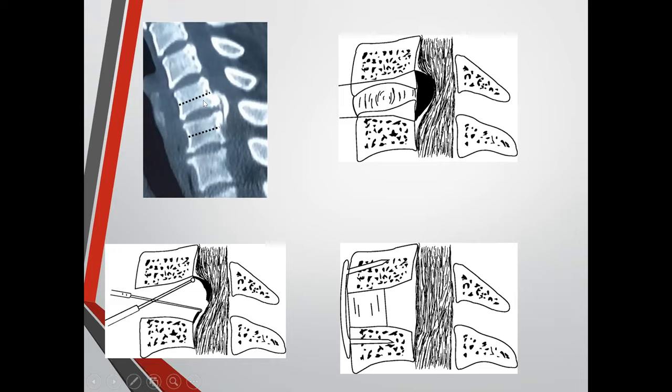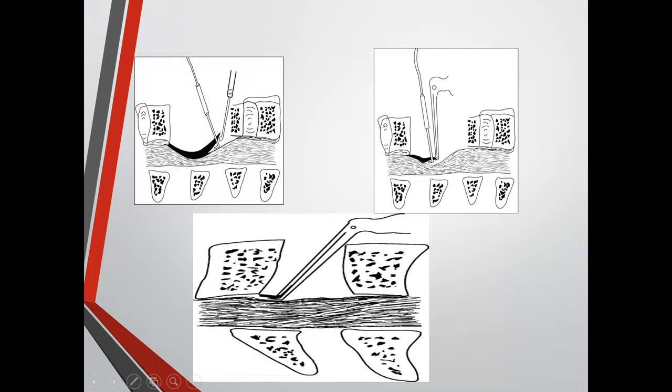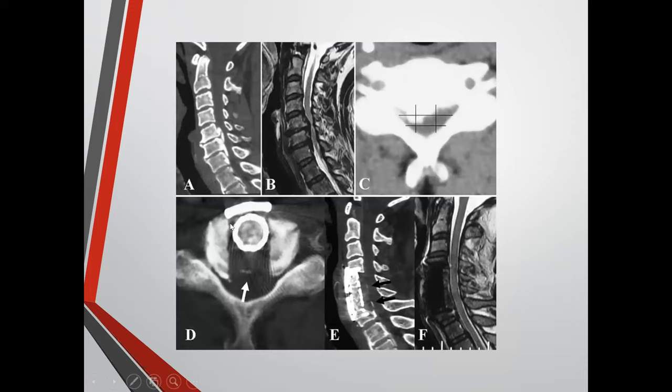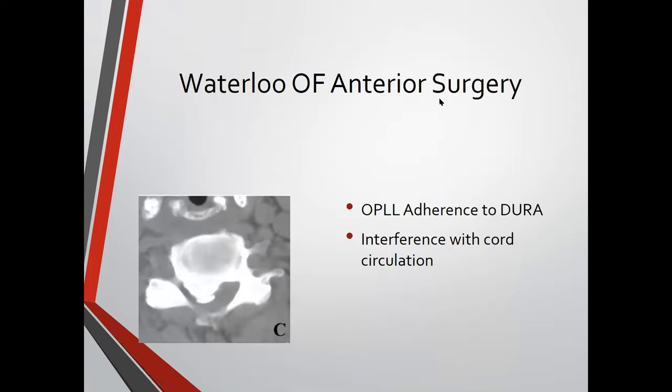And then lift up the OPLL, sometimes leaving a very thin layer. There can always be a difference in opinion, because I do not believe that we should take the drill right down to the dura, because the incidence of dural tear can increase. So these are examples. You can see another patient with a lot of bone graft inside and with fusion. The Waterloo for anterior surgery is OPLL adherence to dura and interference with cord circulation.